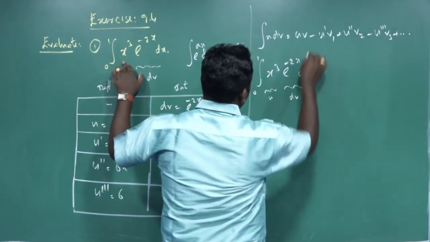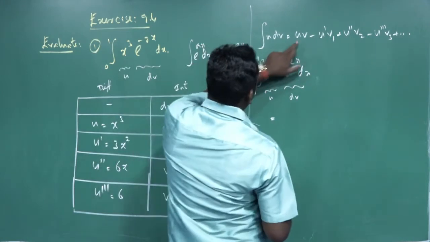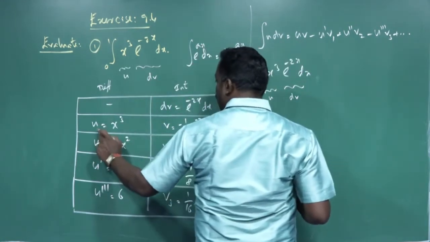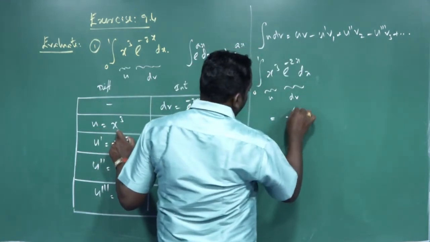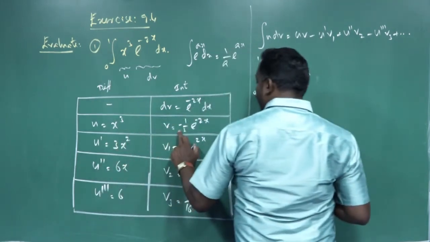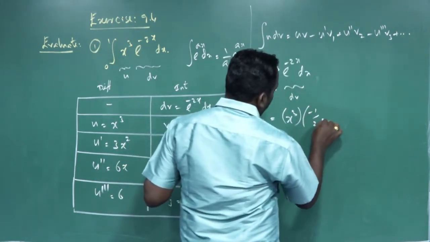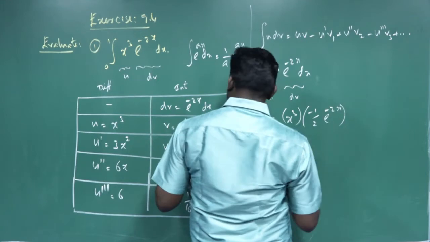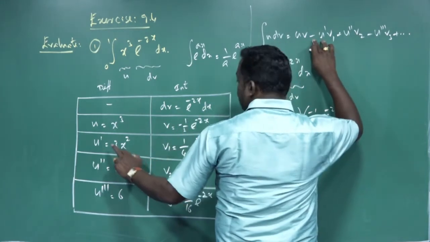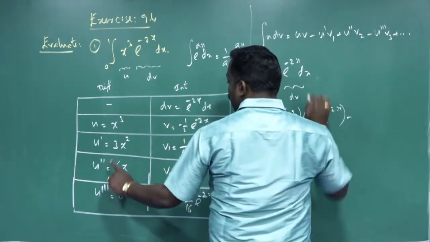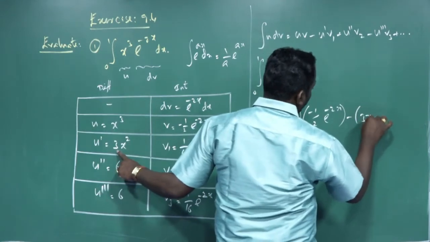Therefore, we apply the formula: integral of u dv equals u into v. What is u? u is x power 3. v equals minus 1 by 2 e power minus 2x. Then minus, u dash equals 3x square.